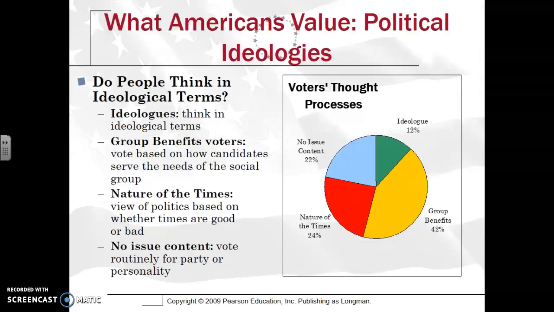And a good way to think about that one would be maybe you might be more inclined to vote for Bernie Sanders. Or if you are, again, against being overtaxed, you might find somebody who's anti-Bernie Sanders. So that would be a group benefit voter.